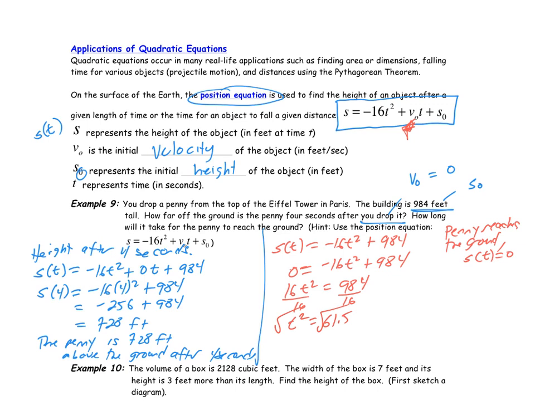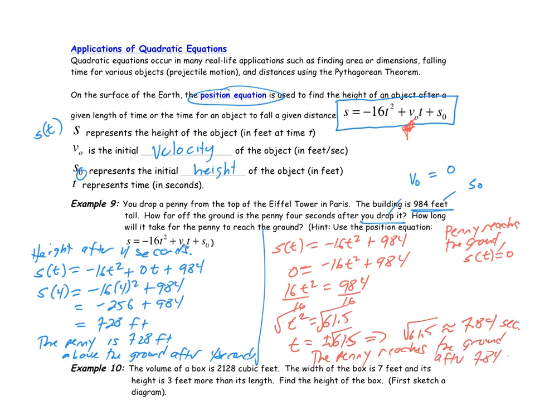Then we can extract square roots, taking the square root of both sides of the equation. So t is equal to plus or minus the square root of 61.5. But in this case, negative time doesn't make sense, so we're just going to take the positive square root. We really just need the square root of 61.5, which if you enter that in your calculator is 7.84 seconds. If we answer this in a sentence, we'll say the penny reaches the ground after 7.84 seconds.